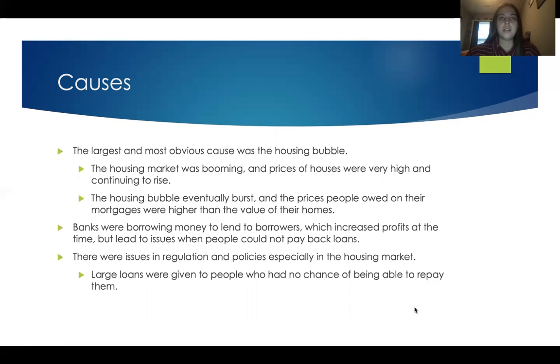As this happened, the value of homes declined and people could not sell their homes for what they owed, causing many homeowners to default on their mortgages, which were more than they could afford in the first place. This caused banks to lose money, causing them to be forced to file for bankruptcy.